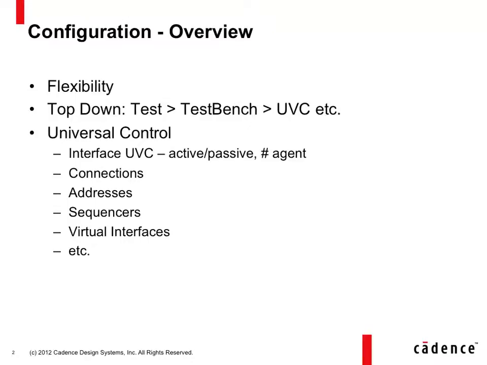The options are without limits, right? So you can basically configure anything you want. In an interface UVC, for example, you can control whether an agent is active or passive, how many agents you have, you can configure connections, address space, and all that good stuff. The whole system is implemented using the UVM global configuration database.